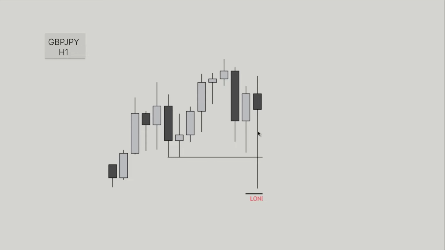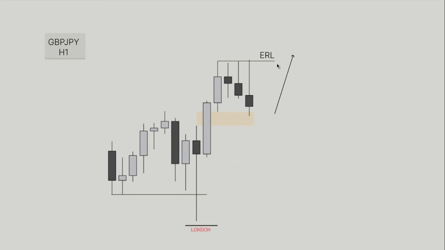That reversal signifies that the low of the day has likely been set, meaning we can now start looking for continuation during the New York session. And right at the New York open, price retraced back into an hourly fair value gap. That's an area where we anticipate a move from IRL to ERL.